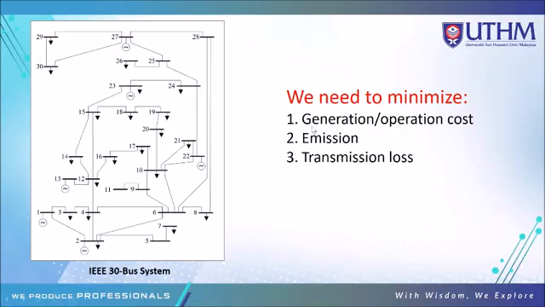Maybe the system operator needs to minimize the operation cost. Of course, they need the optimization algorithm. Maybe they need to minimize the emission of the power generator. From the power generation, of course, we have CO2 emission, for example. So the question is how to minimize the harmful emission from the generators. Of course, we need optimization algorithms.